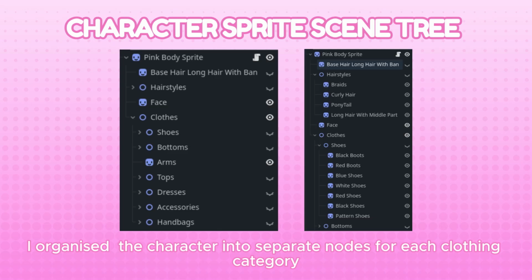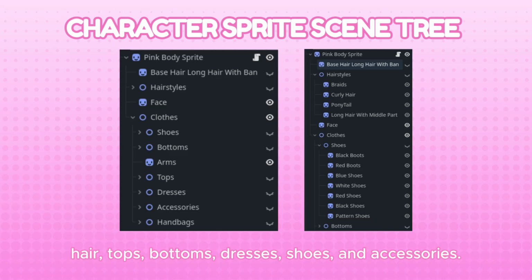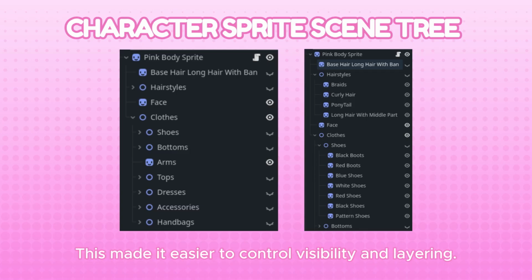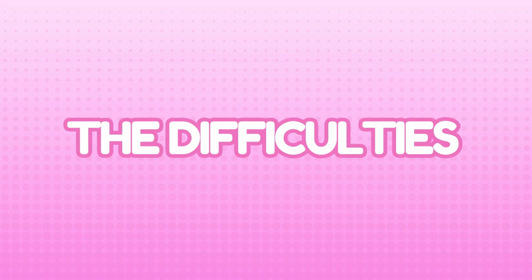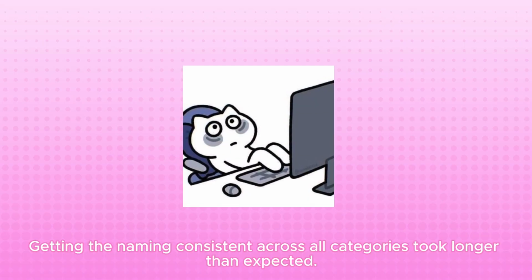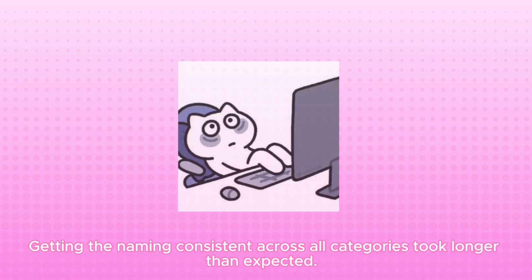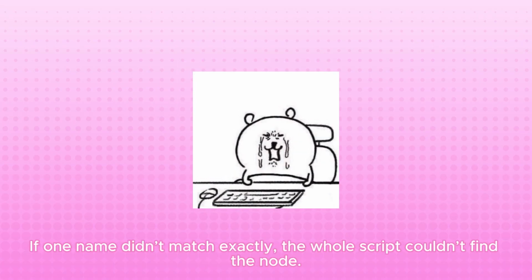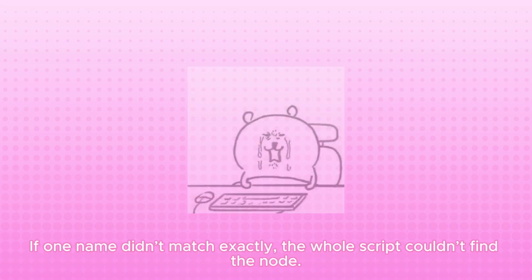I organised the character into separate nodes for each clothing category: hair, tops, bottoms, dresses, shoes and accessories. This made it easier to control visibility and layering. Getting the names consistent across all categories took longer than expected. If one name didn't match exactly, the whole script couldn't find a node.